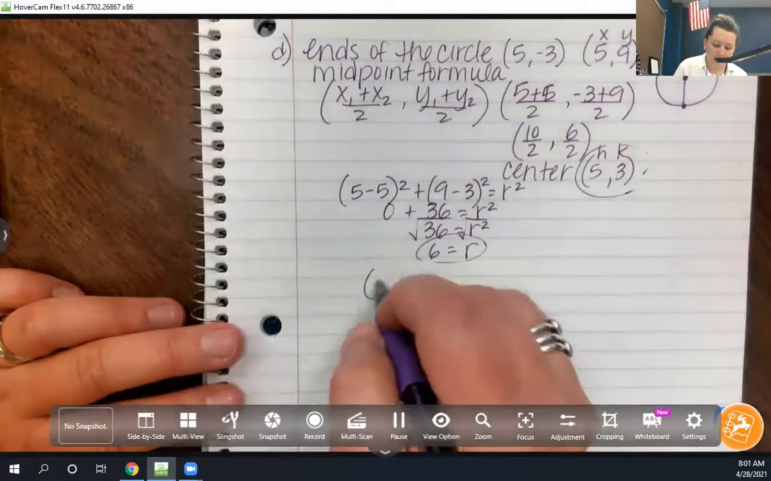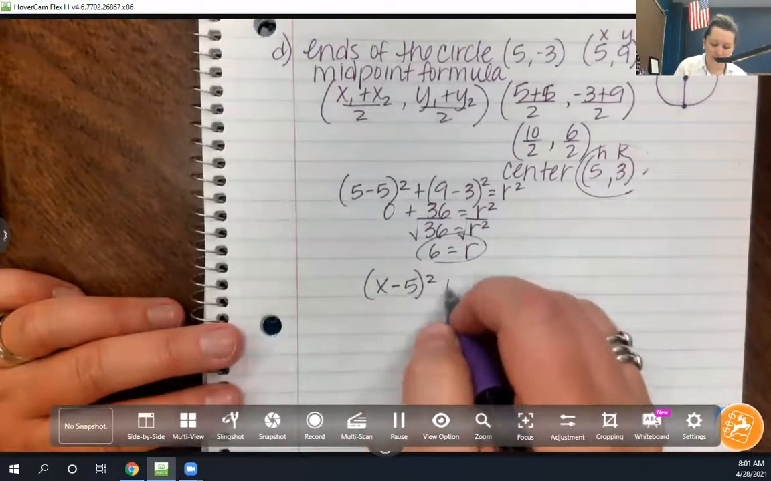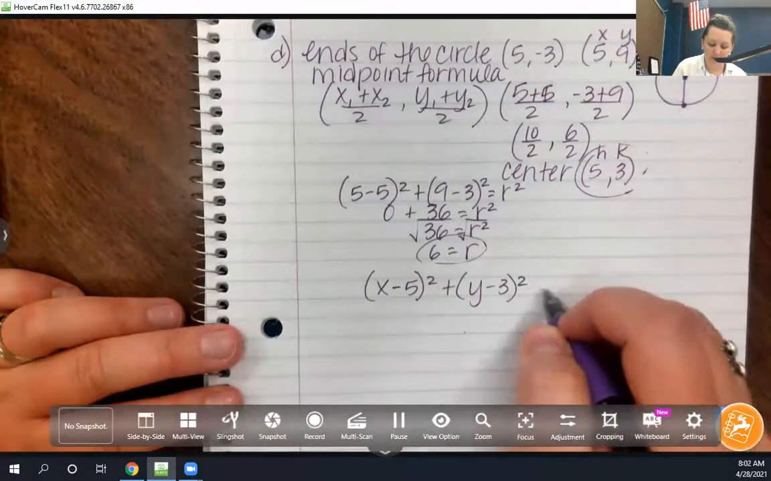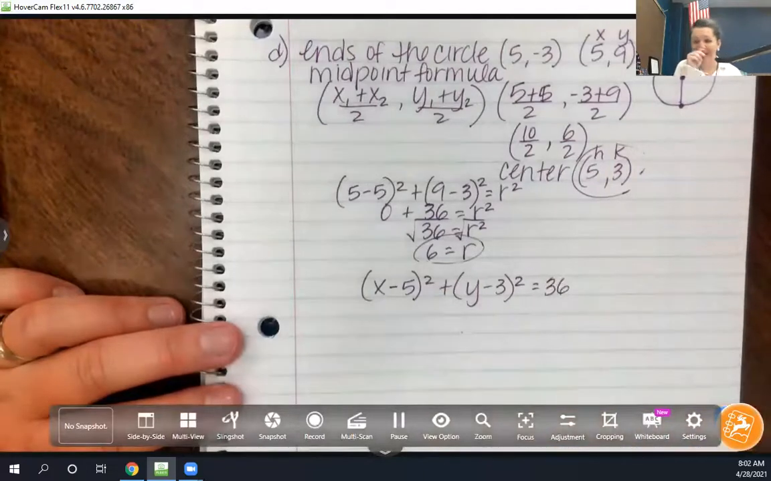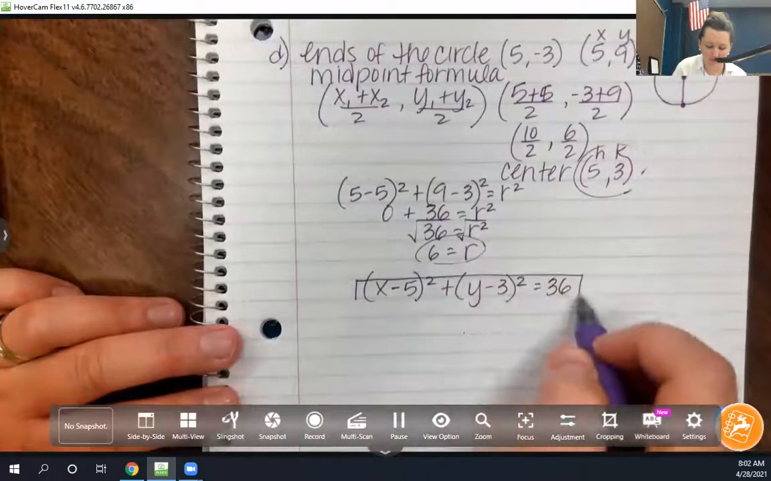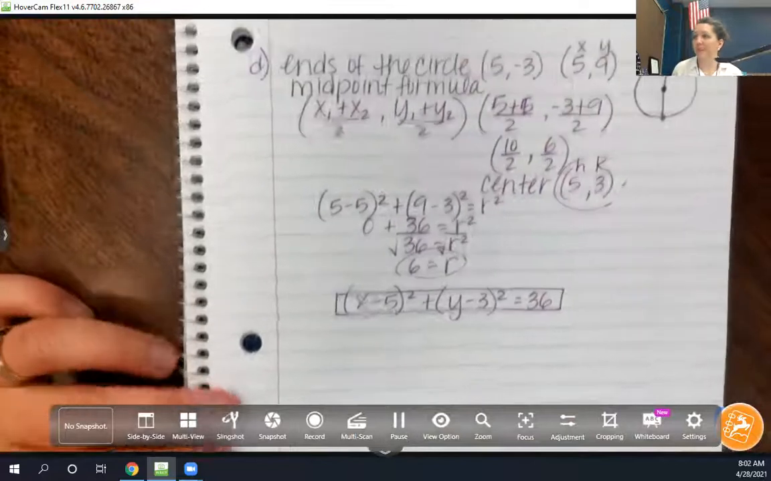So now we can write the standard form of the equation here. Our standard form is (x minus h), which is 5, squared, plus (y minus k), which is 3, squared, equals radius squared, 6 squared, which is 36. So again, you could leave that as 6 squared, or you could write it as 36. Either way would be acceptable.